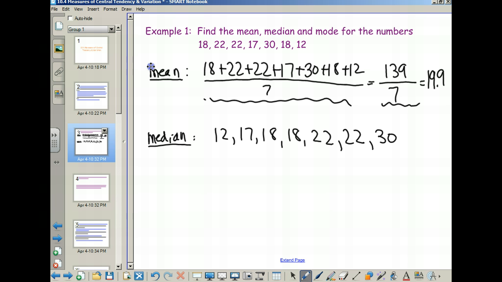And you sort of count your ways. It isn't difficult so much on this one, but however big your values are, you count your ways inwards, right? So as you move from the outside in, we find that on this particular one, there's only one value in the middle, and it is an 18. So the median here is actually 18. The mean was 19.9.